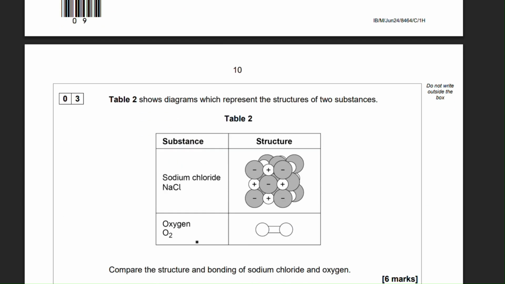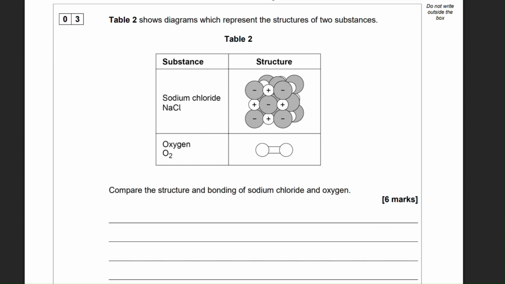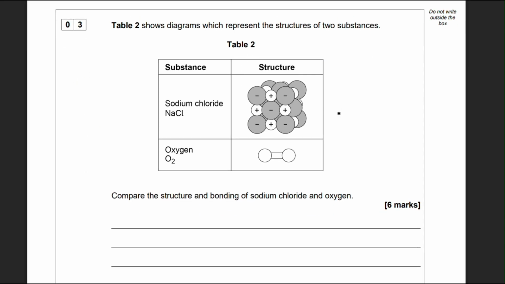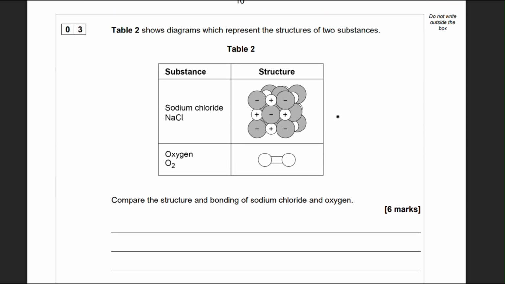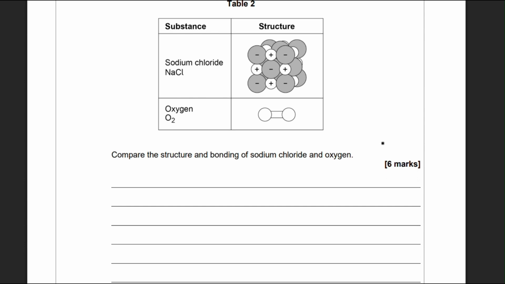Okay, now the next part of the question, this is going on to question 3. A 6-mark question on structure and bonding, and we're comparing two structures. So you've got sodium chloride, and you've got the diagram there, and then you've got oxygen. It says compare the structure and bonding of sodium chloride and oxygen. My approach here would be to do 2 paragraphs. So let's start with sodium chloride. Now be careful when you're comparing. You want to put in similarities and differences between the two.